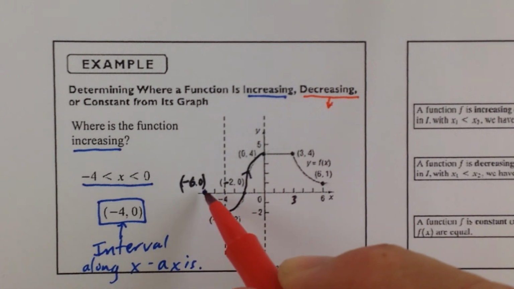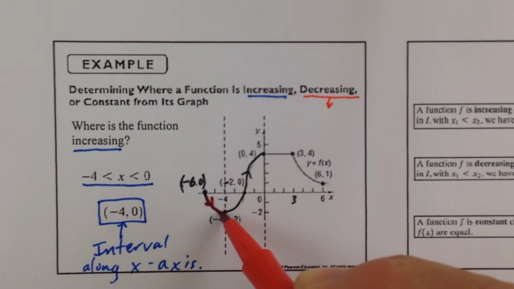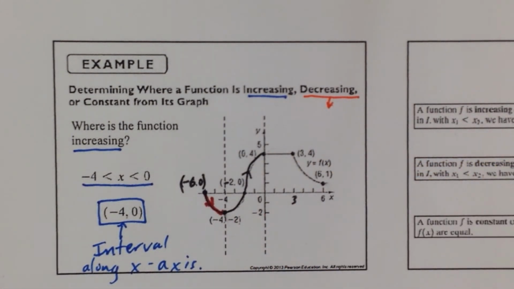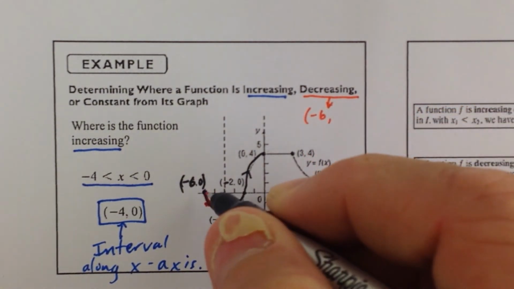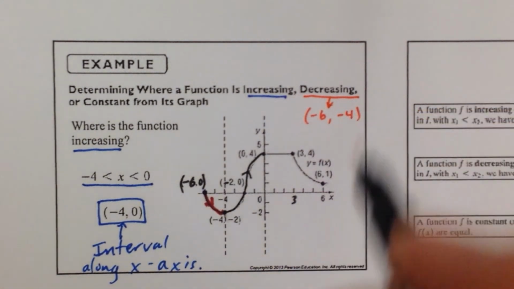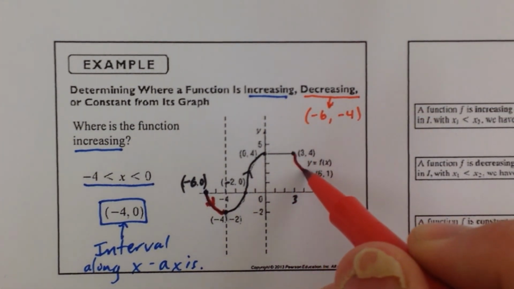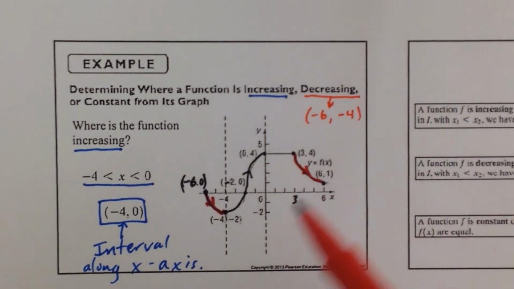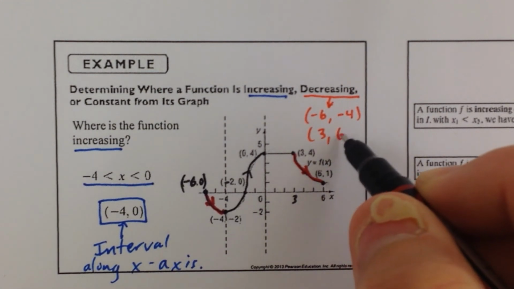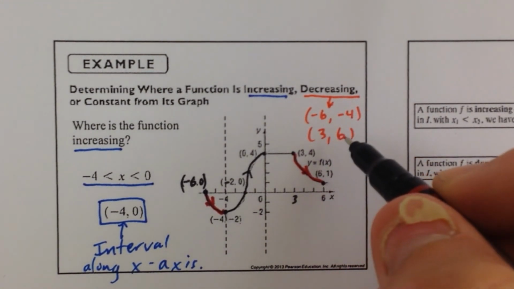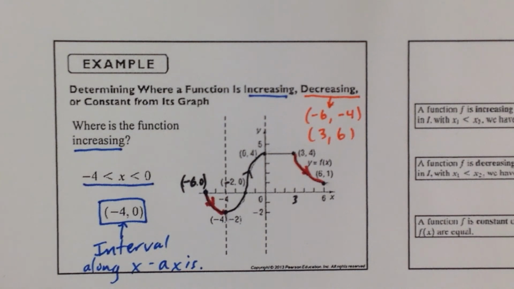So first of all, we start at the very left-hand side of the graph, and automatically we're going downhill, from this point here to this point here. The interval on which we're going downhill starts at -6 and ends at -4. But we also have another downhill section here. We're going downhill, the y values are getting smaller, on the interval from 3 all the way to 6. So these are the two intervals on which this function is decreasing.